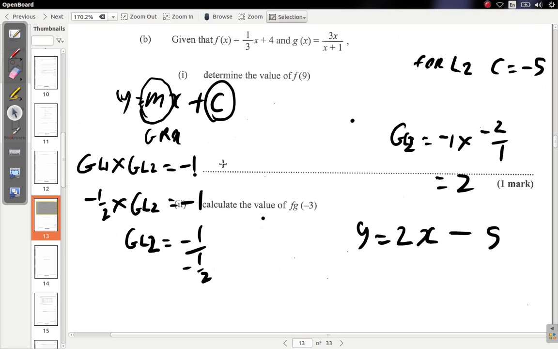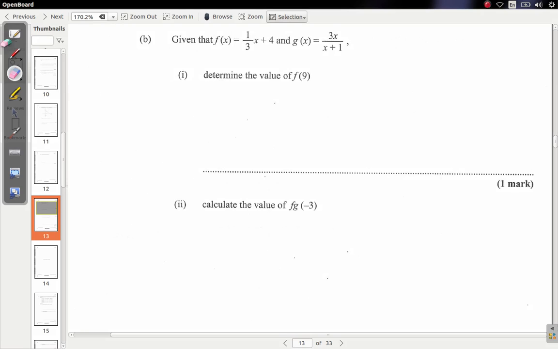So okay, we reach part B now. So we're going to deal with part B. Alright, give me 1 minute there. So we pause the video, go do something and come back. But anyway, we say, given that f of x equals 1/3 x plus 4, and g of x equals 3x over x plus 1, determine the value of f of 9.